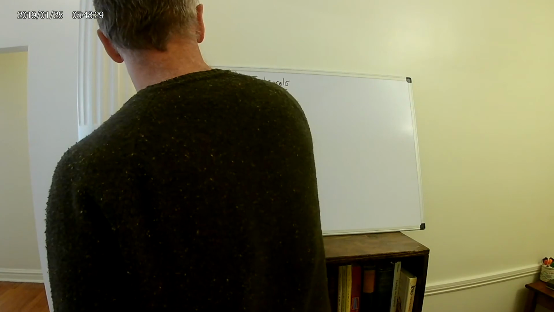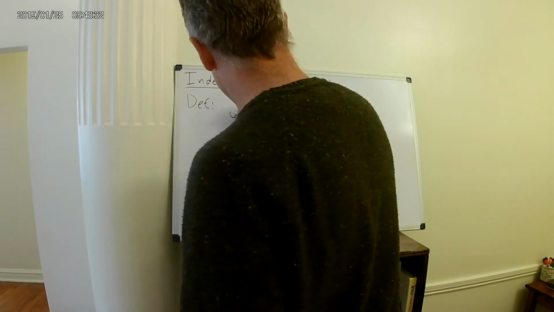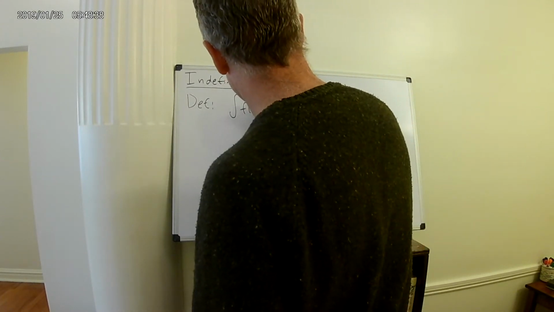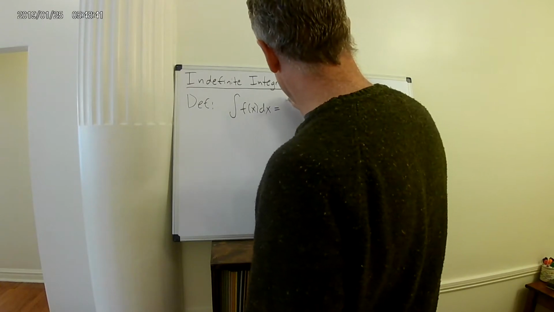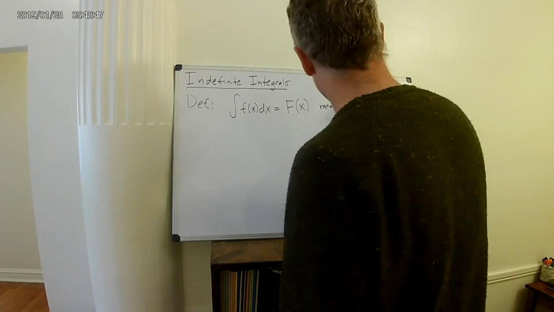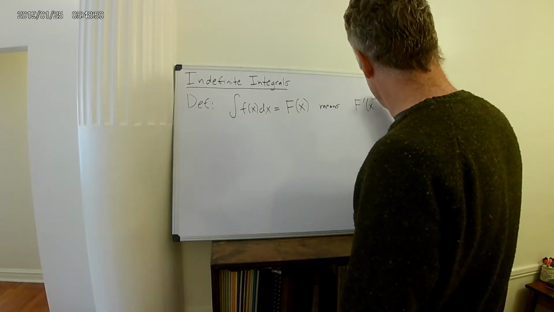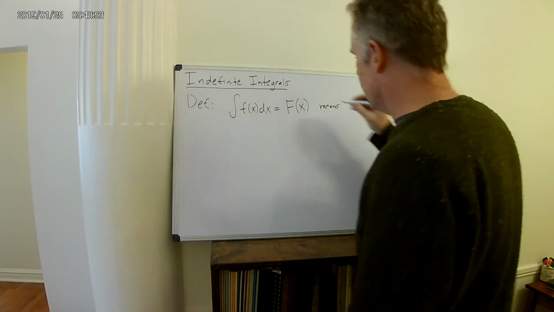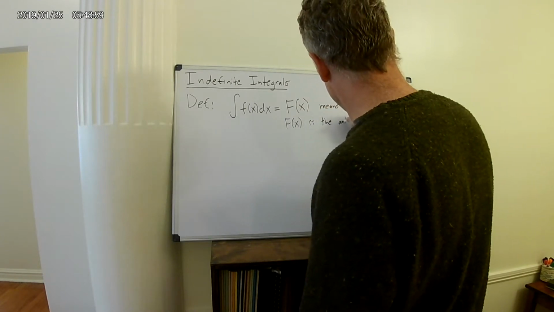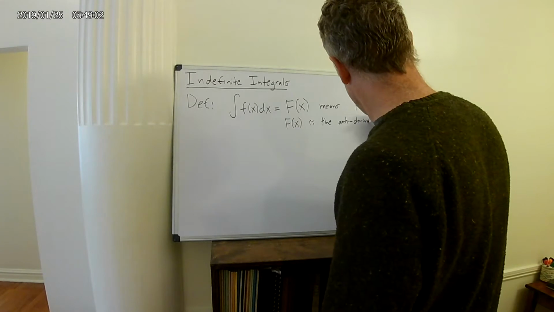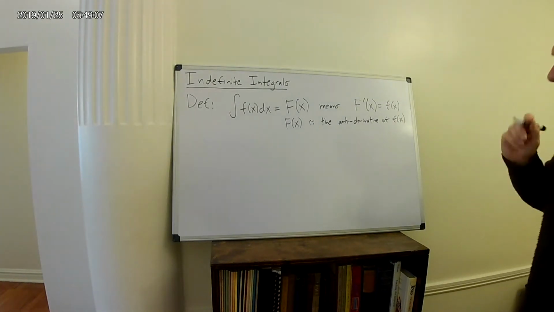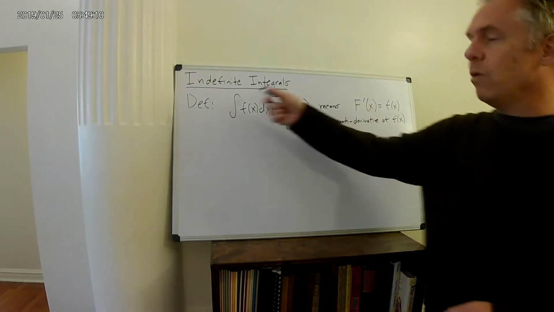The definition of an indefinite integral is: if you have an integral sign, but it doesn't have limits on it, that's key, of f of x dx, and this equals some function capital F of x. This means that capital F prime of x equals f of x, or in other words, capital F of x is the antiderivative of f of x. This is the definition of an indefinite integral. The big difference here is we don't have integration limits.